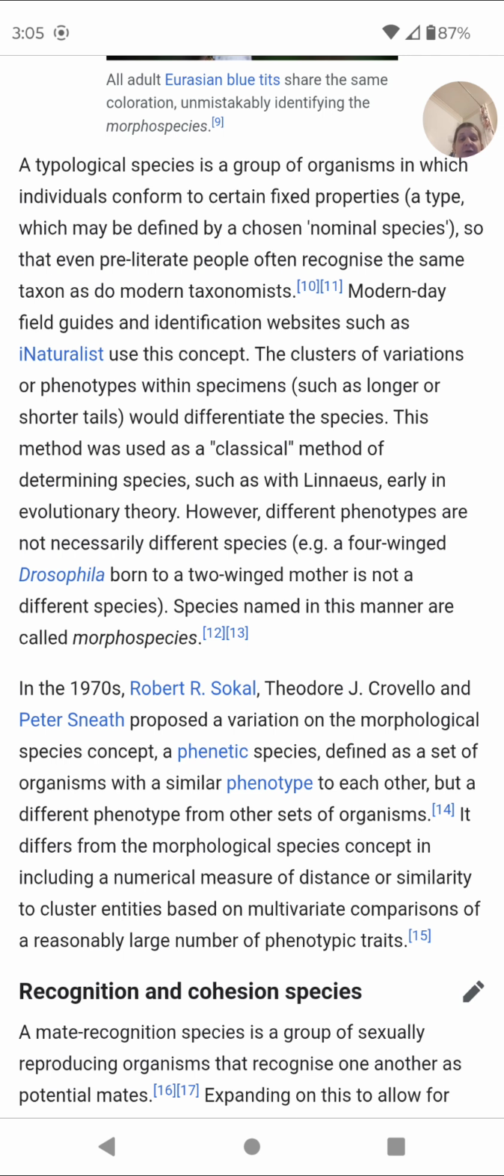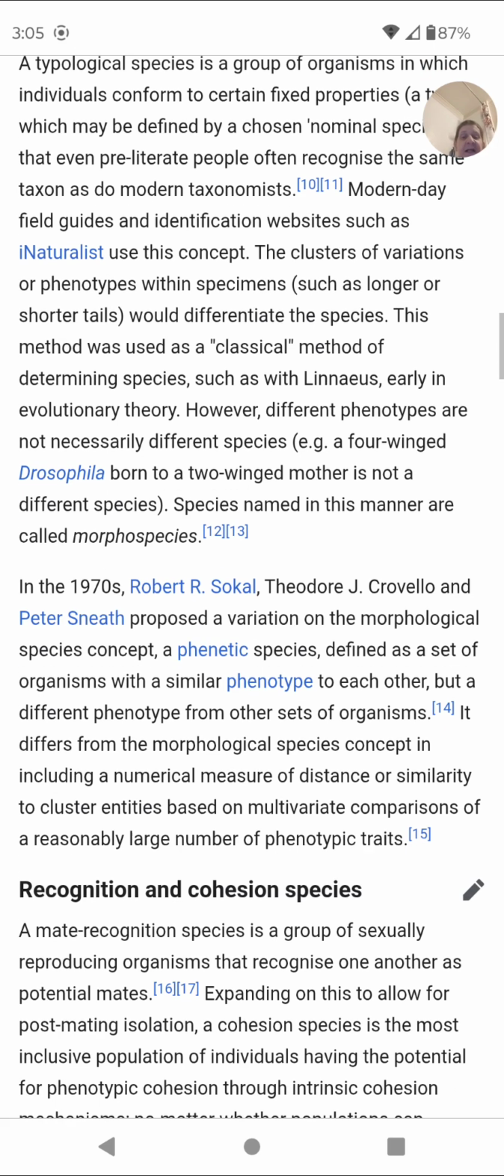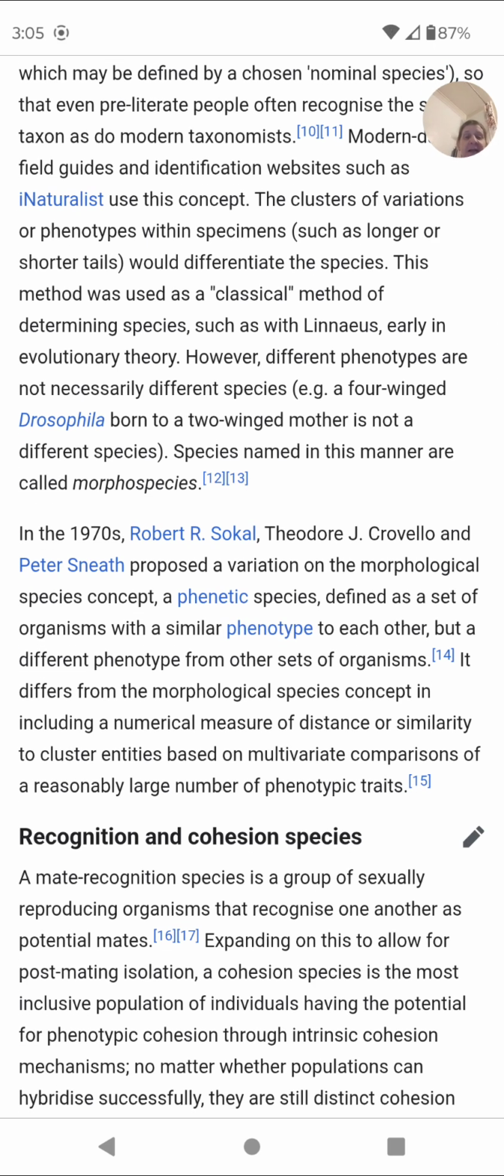In the 1970s, Robert R. Sokal, Theodore J. Crovello, and Peter Sneath proposed a variation on the morphological species concept. A phenetic species is defined as a set of organisms with a similar phenotype to each other, but a different phenotype from other sets of organisms. It differs from the morphological species concept in including a numerical measure of distance or similarity to cluster entries based on multivariate comparisons of a reasonably large number of phenotypic traits.